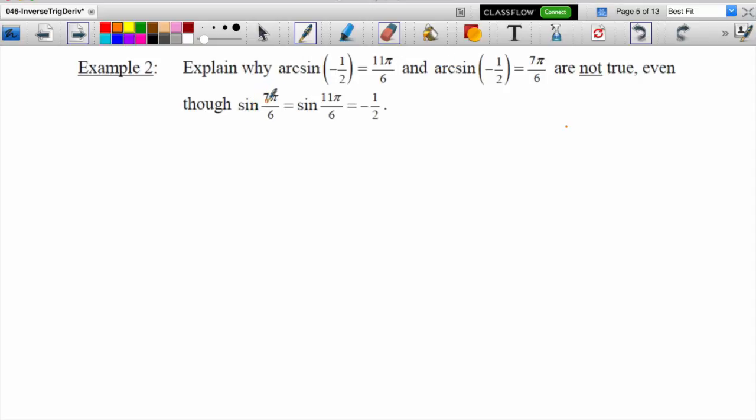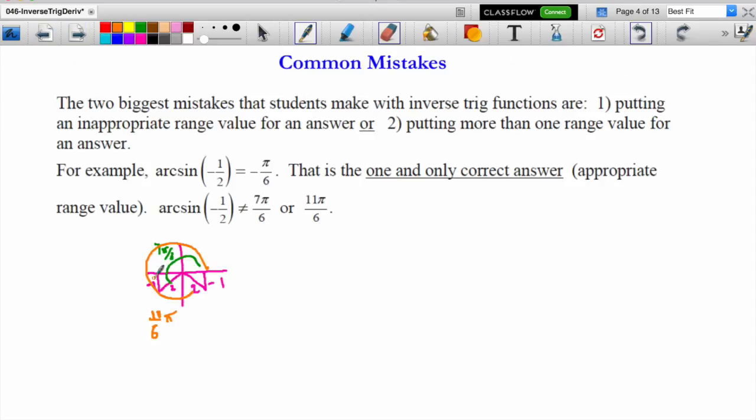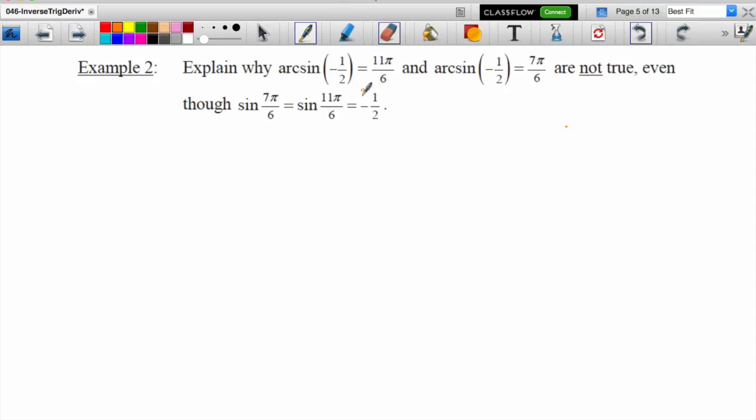That's the example. Why are these wrong, even though it's true? It would be true that sine of 7 pi over 6, I mean, look at it, is negative 1/2. And sine of 11 pi over 6 is also negative 1/2. So why do we only pick one value? That's too much of a hint, maybe? Pause it, write something down. Just write something down. 3, 2, 1.